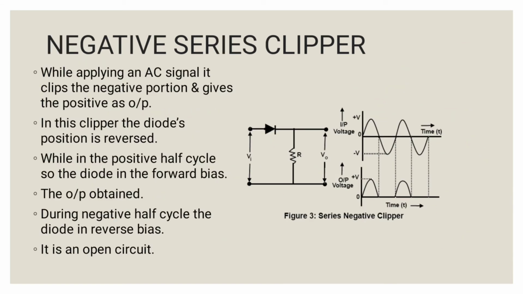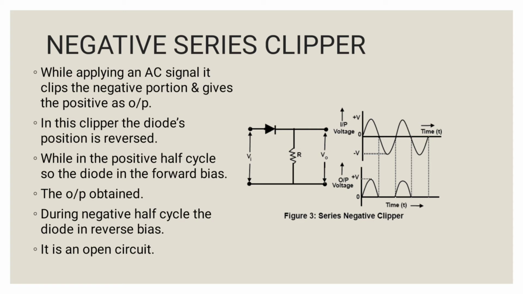In the negative clipper, we are going to clip the negative portion of the applied input. In this clipper, we are changing the diode position. The diode's anode is connected to the positive terminal and the diode's cathode is connected to the negative terminal. Now it acts as a closed switch when we apply the signal. When we apply the sine wave to this negative series clipper circuit, in the positive cycle the diode conducts because it is forward biased, so it acts as a closed circuit. In the positive cycle the diode conducts, so we get the output waveform.